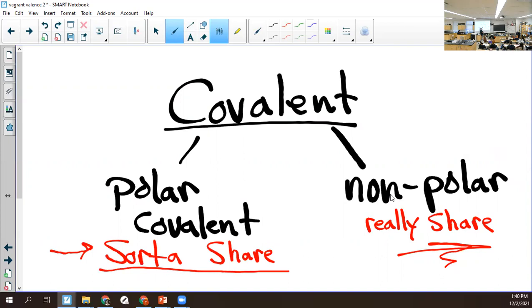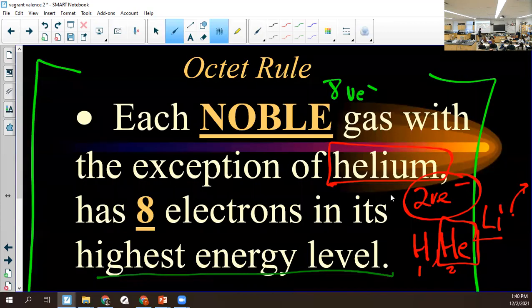Covalent, we're going to learn this later, so don't write this down. They're forced to share. Some don't share very well. We call those polar. Some really share, and we call those nonpolar. We'll learn that later. That's kind of out of order. Okay, I said all this as I said all that.